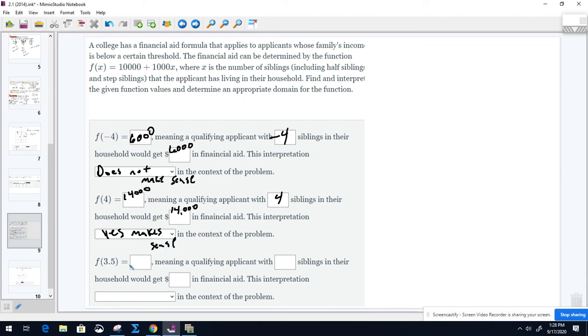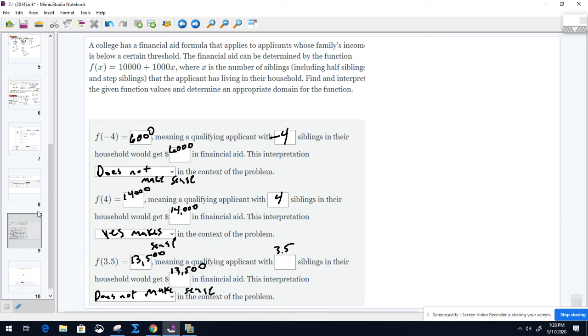Okay, and then you can plug in 3.5 into this. When you plug in 3.5, you get 10,000 plus 3.5, or 3,500. So that would be 13,500. Meaning, if you have 3.5 siblings, you would get $13,500. Does this make sense? Can you have 3.5 siblings? No. Even if your sibling is 1 foot tall, it's still a full sibling. Even if it's a half a sibling, it still counts as a full sibling. So this would say does not make sense. Okay, so there's going to be a couple problems like that.